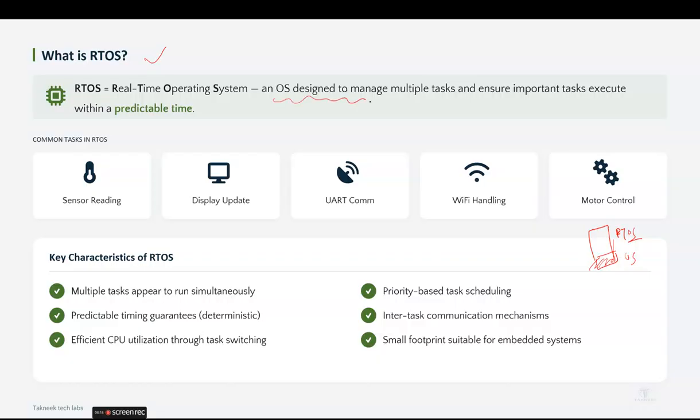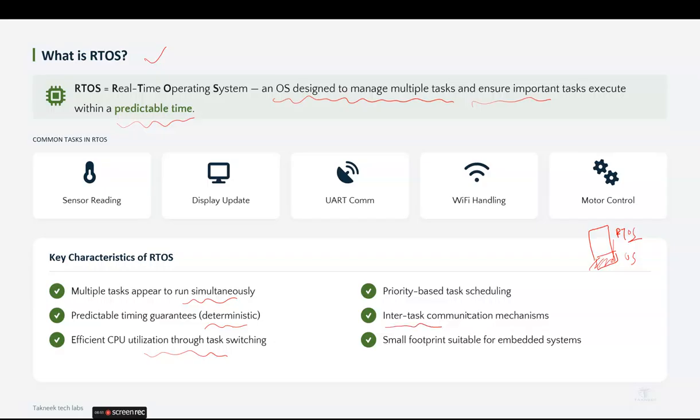So it is an OS designed to manage multiple tasks and ensure important tasks execute within a predictable time. As I said, within a predictable time. That's the main thing. Okay, so key features of RTOS, we have seen this: multiple tasks run simultaneously, predictable timing guarantee, CPU utilization through task switching. There will be some unknown topics or unknown keywords that you'll face. We'll cover them as we go along with the course.